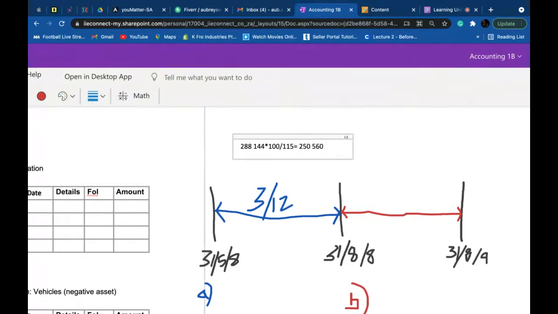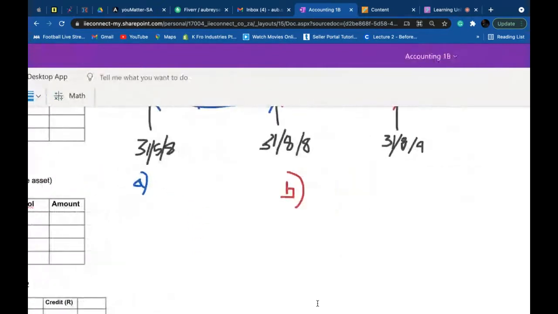56. So that's what we are working with then. Okay, so 250,560. Then we say times 3 over 12, because as was mentioned, we have 3 over 12 months. Then times your depreciation rate. We have a depreciation rate? Yes, we do. That 33 and 1/3.